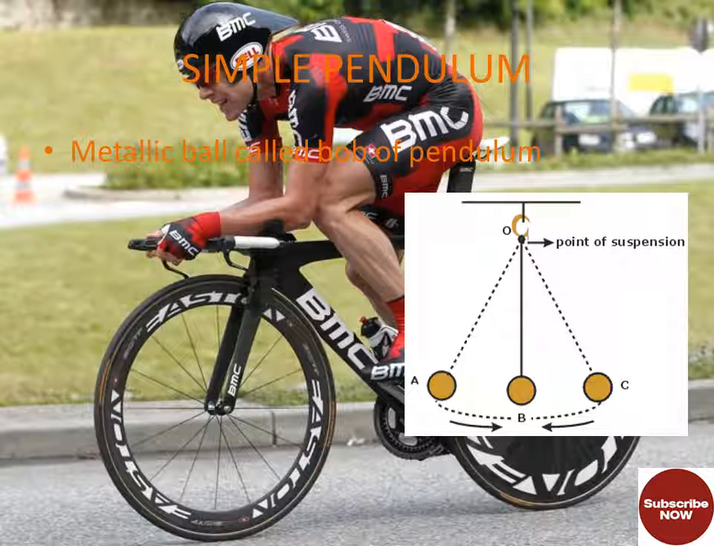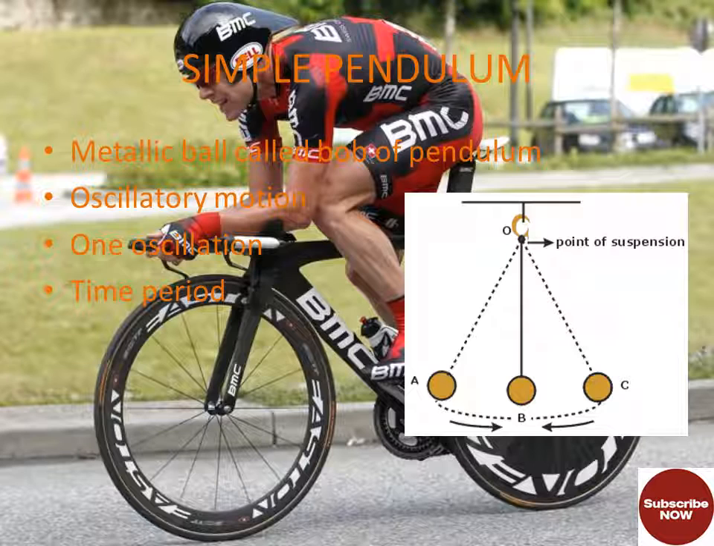The motion of the simple pendulum is an example of a periodic or an oscillatory motion. So when the bob starting from its mean position B goes to A and then again goes to C and then comes back to B, it completes one oscillation as it is moving to and fro. So it completes one oscillation, and the time taken by the pendulum to complete one oscillation is known as its time period. So these are the few definitions that you have to remember: what is oscillatory motion, one oscillation, that it is a to and fro motion.